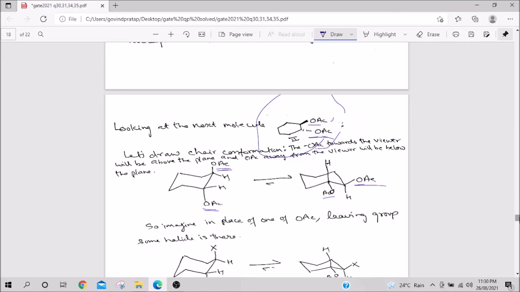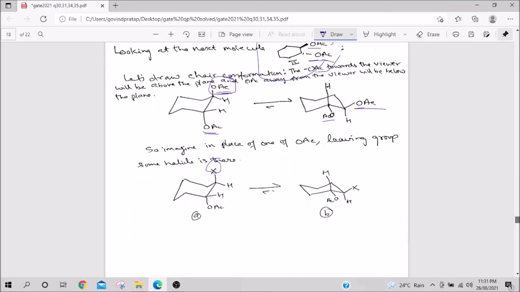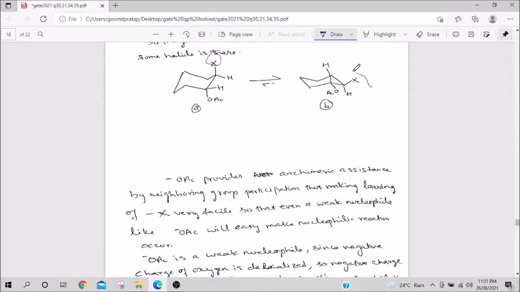Now for the reaction to happen, for the nucleophilic substitution, one of the OAc should not have been there; it would have been some leaving group. So let that leaving group be X. So immediately it would have flipped and you would have got this form.